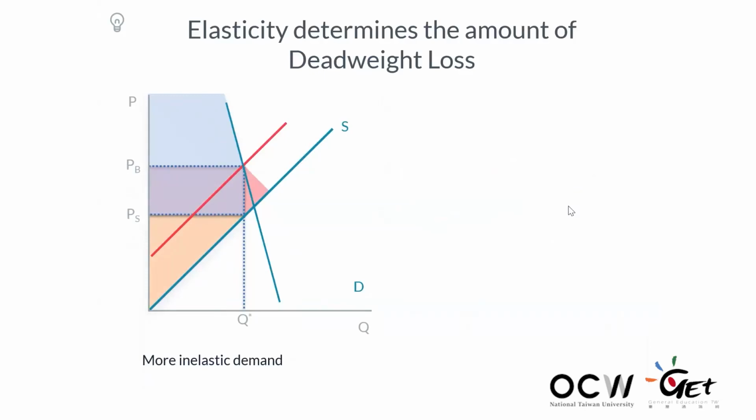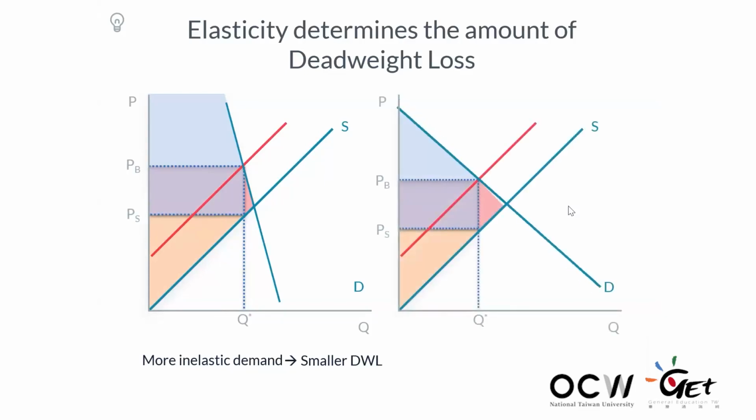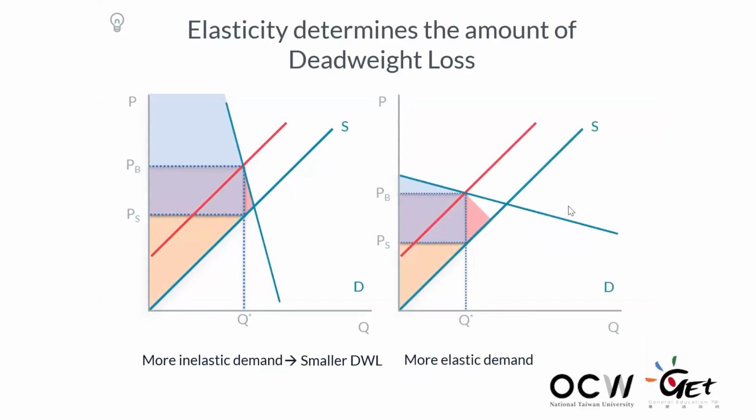If you have inelastic demand, again, you have smaller deadweight loss. If we have elastic demand, then you have more deadweight loss. So the key thing here is elasticity. If you have inelastic either supply or demand, you would be getting less deadweight loss, even if you tax this market. But if you have more elastic either supply or demand, you would have larger deadweight loss.